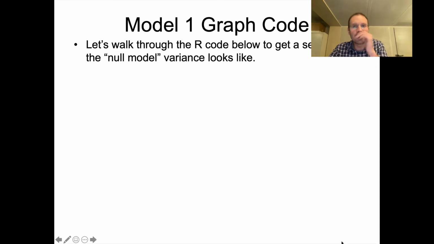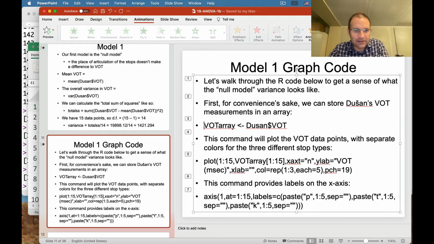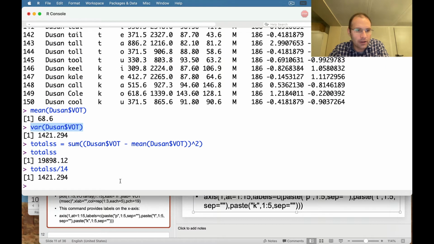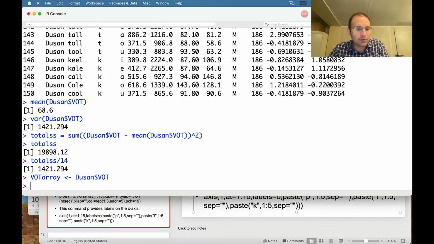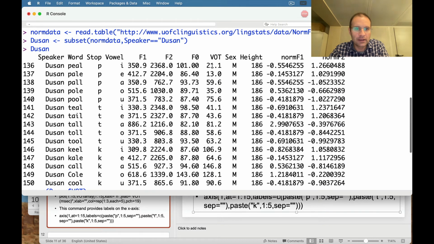So what I want to do here is to give you a graphical sense of what this null model variance looks like. And we're going to learn some graphing tools as we go here because, like I said, there's a fair amount of R code in this lecture. So to make our lives a little bit simpler, having already stored away the mean and the variance for Duchamp's measures, I'm going to plop his VOT measures into an array called VOT array. So this is just the VOT measures by themselves. It's this column in the original data frame.